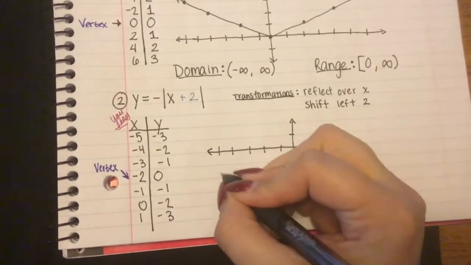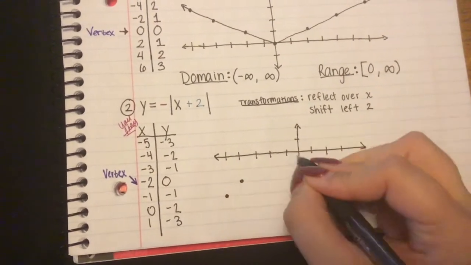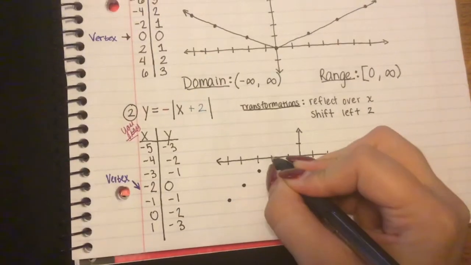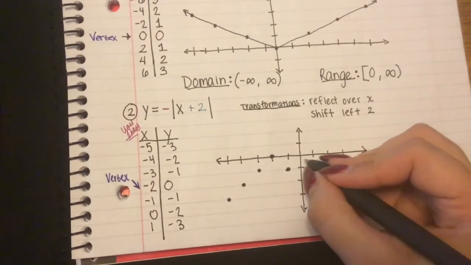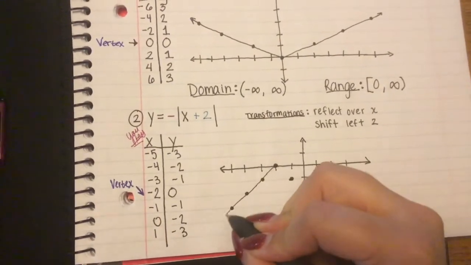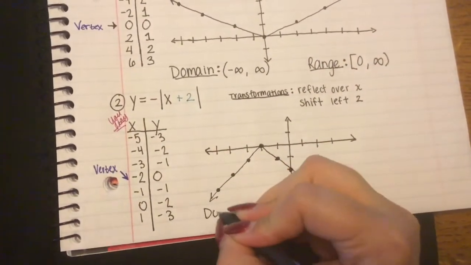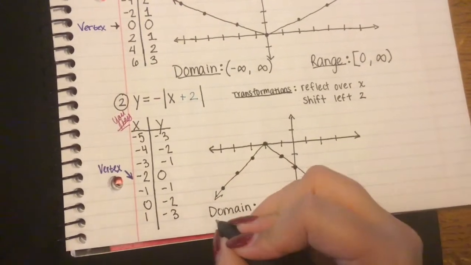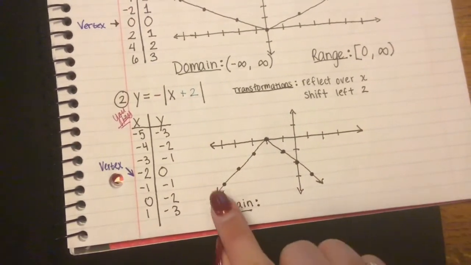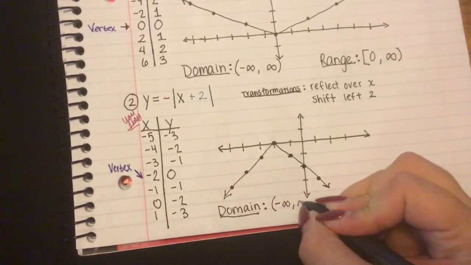Now that we have that table of values, I can go ahead and plot those points on my coordinate plane, and I can connect the dots to make the shape of my absolute value graph. I can then analyze my graph from left to right and from bottom to top to write my domain and range. My domain is still going to be from negative infinity to positive infinity as I read the graph from left to right. The piece that's going to change here is the range.